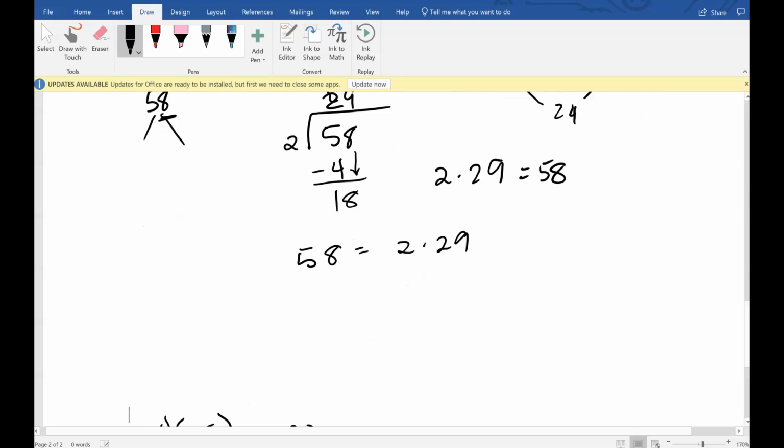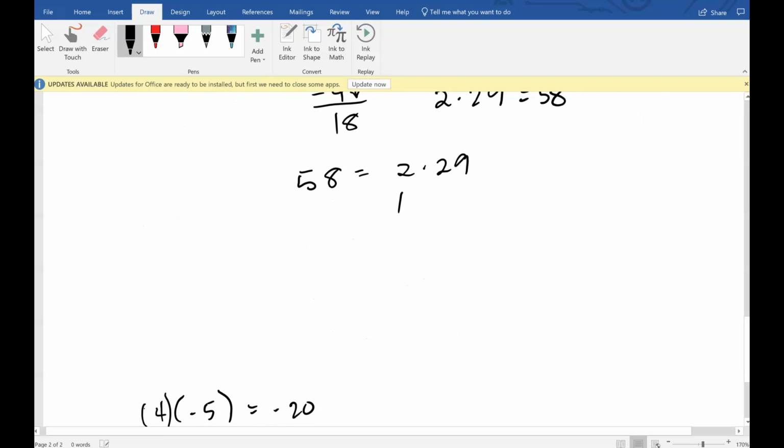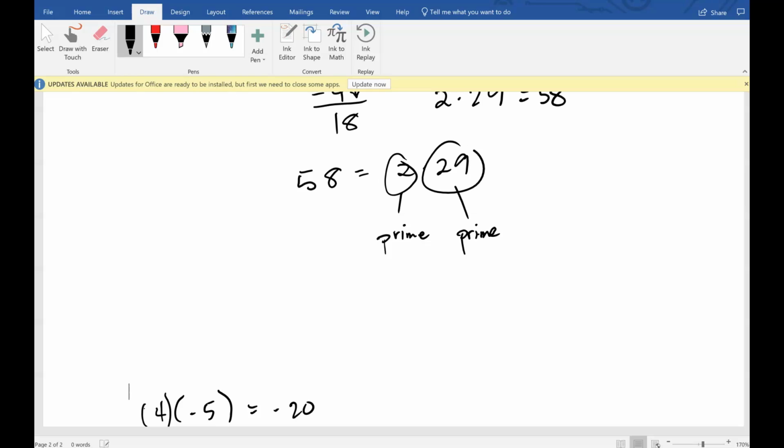In the next section, we're going to talk about prime numbers a little bit, but a number that can't be broken down any further is a prime number. So 2 is only divisible by 2 and 1, so it's prime. 29 does not appear on the multiplication table. There are no other numbers that go into 29 evenly, so it's also prime. So these two numbers are both prime. So 58 is only divisible by 2 and 29. You could try other numbers. You could try dividing it by 3.